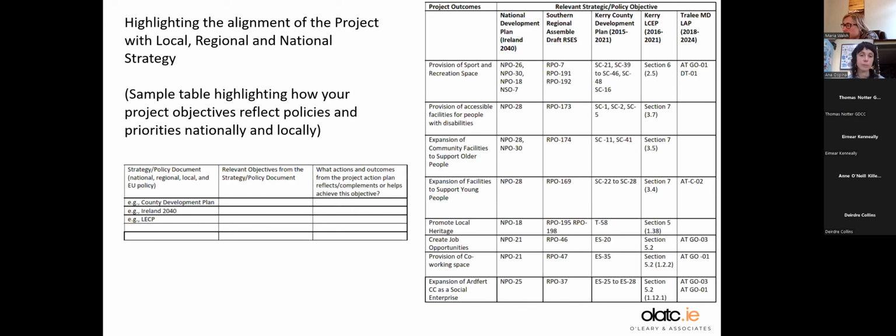I think I showed this last week. Again, what we would do is identify the various policies that our project relates to, and then literally find the objectives or the aims within those policy documents and see which ones are relevant to our project. Because what we would do is literally cut and paste this type of table into the application form. So we can see very visually that this project is meeting all the objectives nationally and locally, and they've highlighted where they're meeting them.